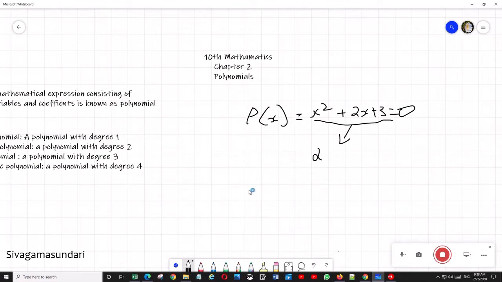Let's have another example. Let p of v be the polynomial v plus 6. Here the degree of the polynomial is 1, as the highest power of v is 1.